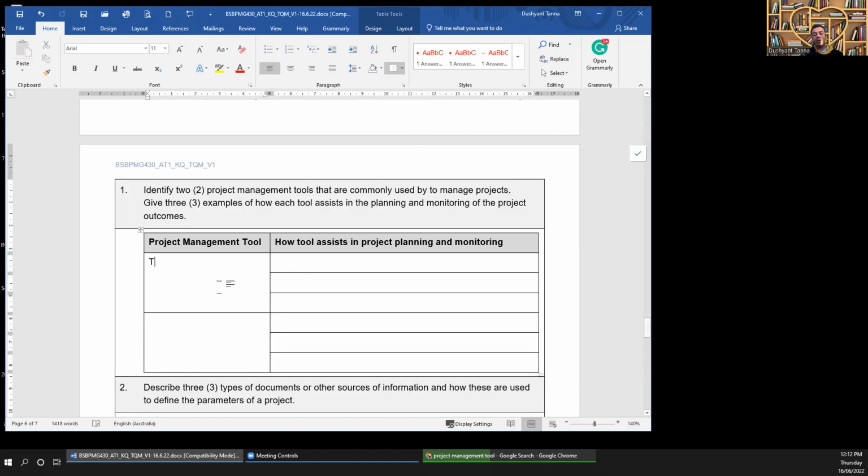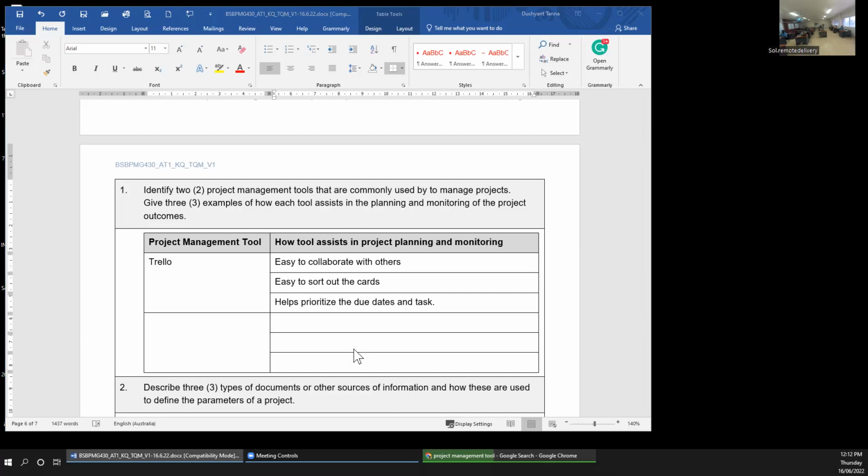Let me just write one of it, for example, Trello. How does it help you? Trello is easy to collaborate with others. Then it's easy to sort out the cards, and it helps prioritize the due date and task. You can write a lot more about it. This is just an example.